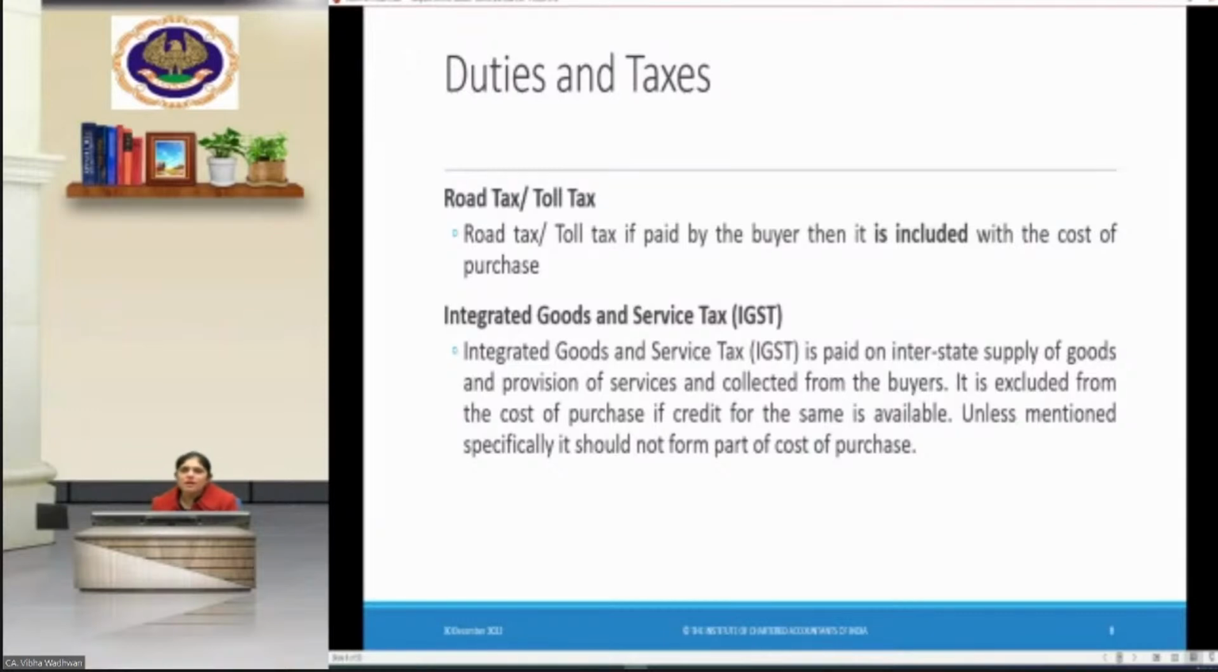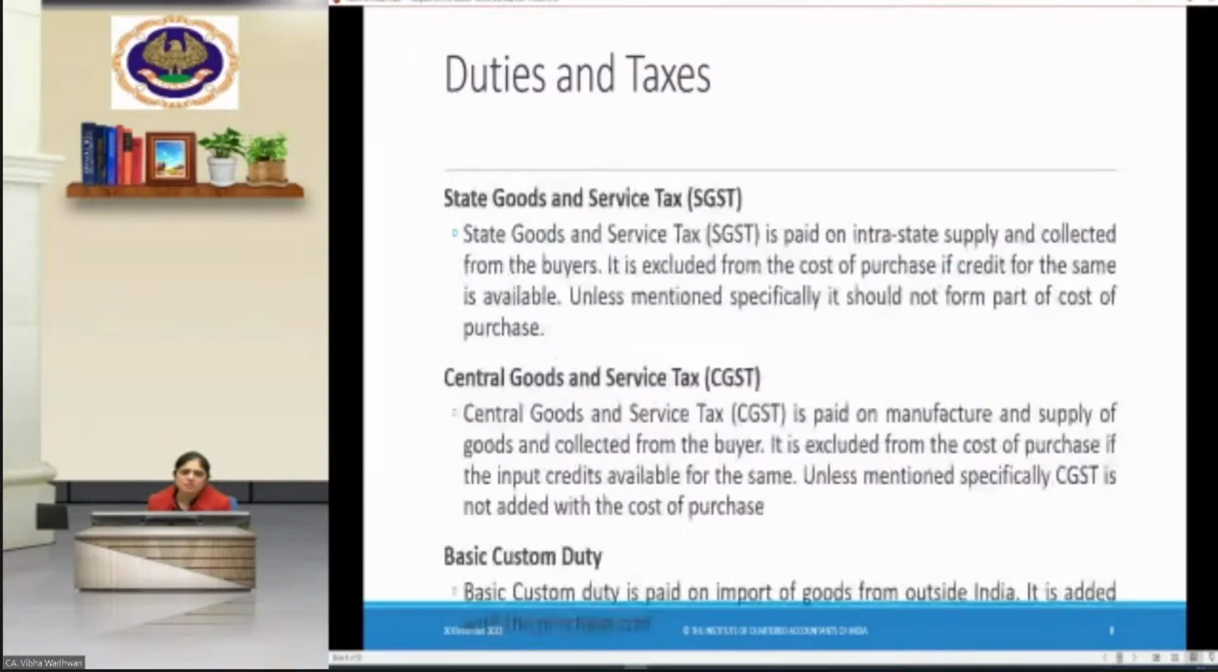So if we are paying GST on purchases and getting it back in the form of set off or credit, then of course it is not part of cost. Clear? Because we are getting it back in some way. When we are getting it back later on, it's not a cost to us. So it is excluded from the cost of purchase if credit for the same is available. Credit means it will be set off later on. Unless mentioned specifically, it should not form part of the cost of purchase, because generally we get credit on input GST paid on purchases.